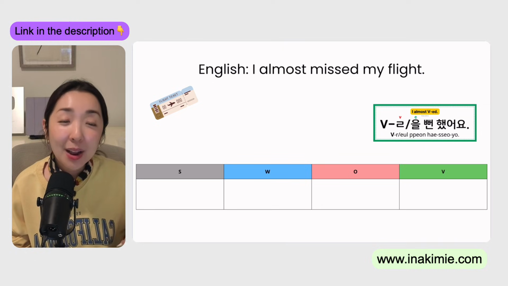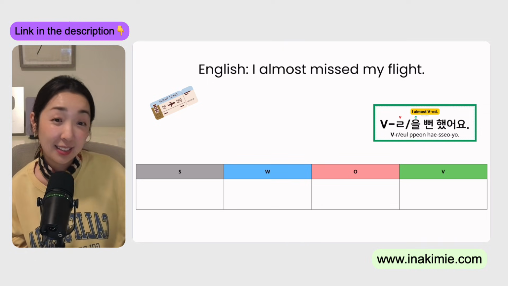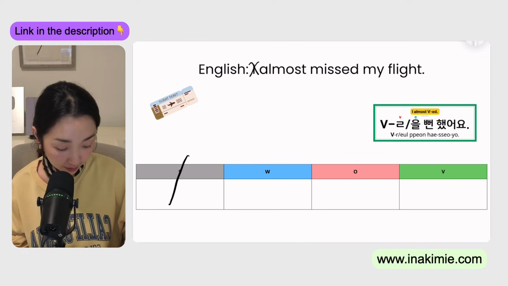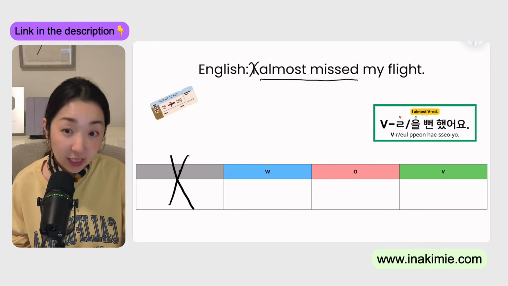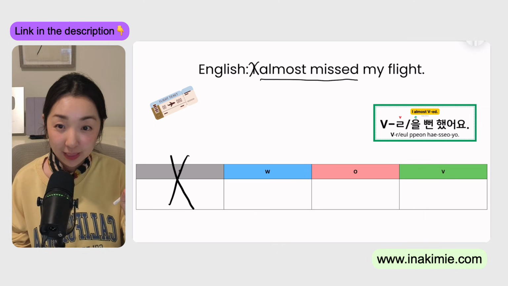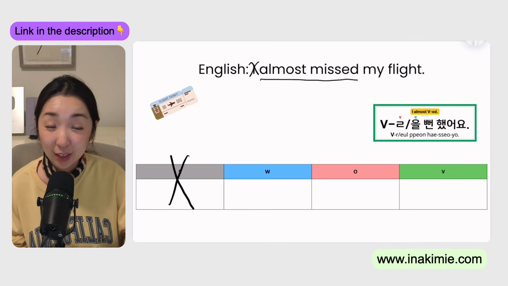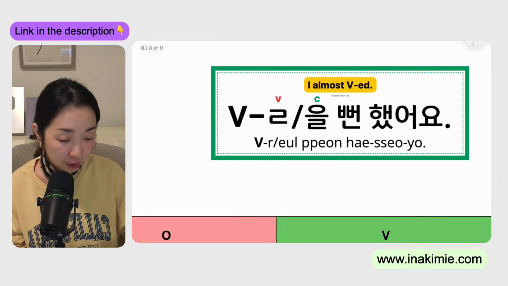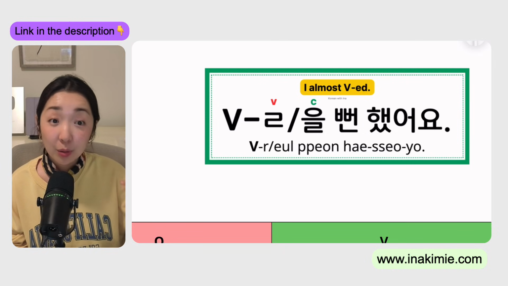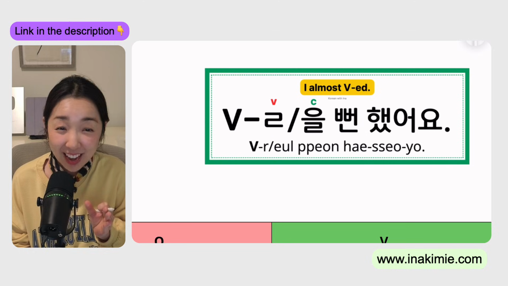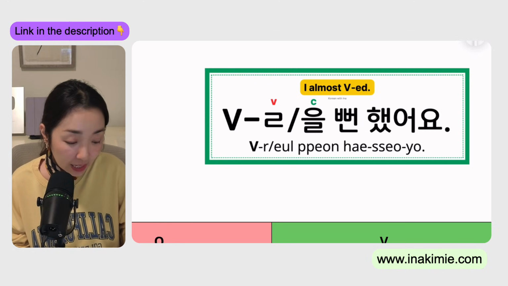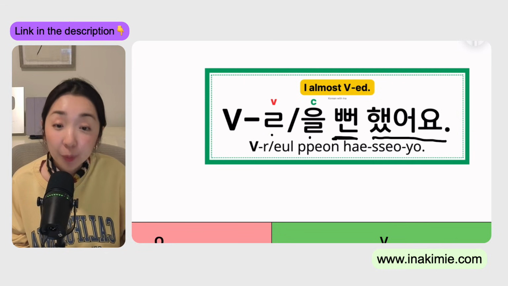Here's your last one. I almost missed my flight. Almost happened. When something almost happened, that's another pattern that you need to know. So I'm going to zoom into that and show you. I almost V'd. So it didn't happen. You almost did. Okay, so that expression you will need ㄹ or 을 뻔했어요.